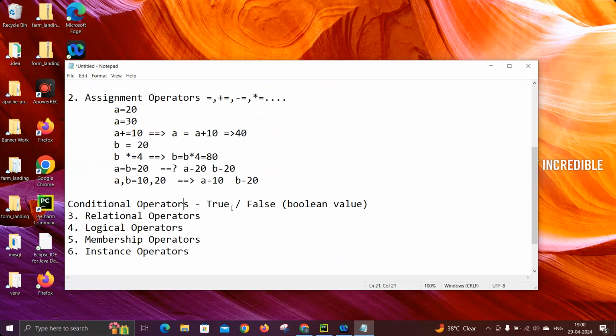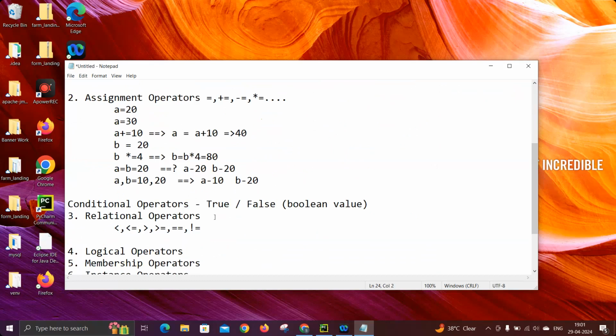Under that, the first one is relational operators. It's purely symbols, for example less than, less than or equal to, greater than, greater than or equal to, double equal to, and not equal to. These are the six symbols which we commonly use for comparing numerical values. For example, we can use them for comparisons like if a is greater than b or a is less than b. For example, as in the previous case, I'm writing a = 10 and b = 20.